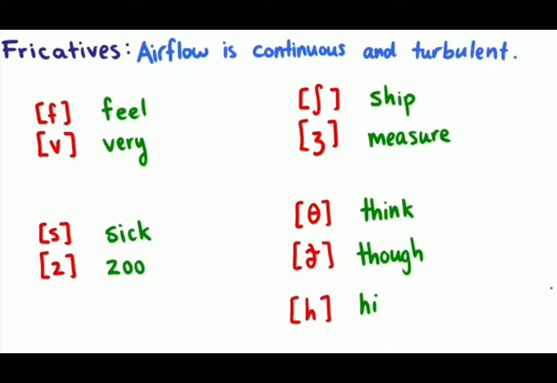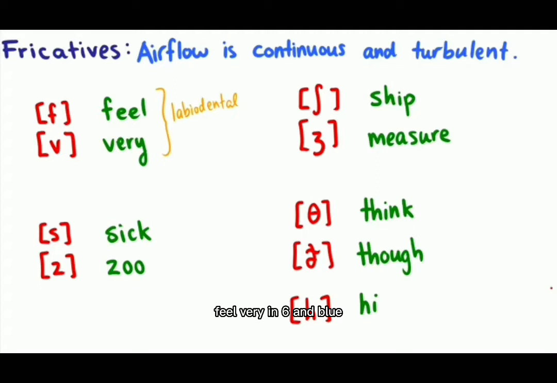Now, fricatives aren't stopped, so airflow is continuous but it's turbulent. So, for instance, the "v" and "f": air can get out of your mouth continuously, but it's very, very tight. There's a very small space where air can go. So, "f" and "v", these are labiodentals. This means that your bottom lip and your top teeth are involved in the sound's production.